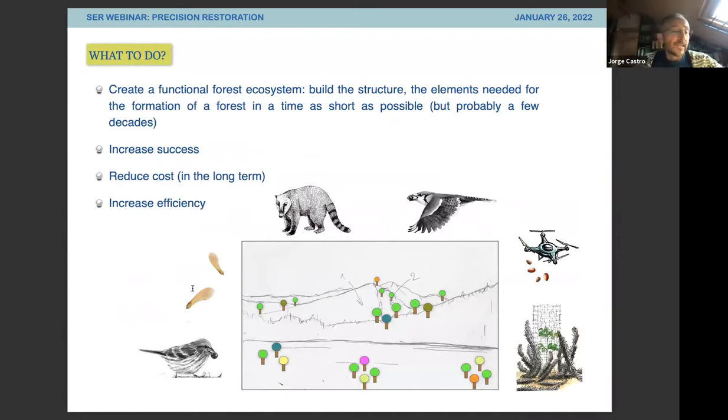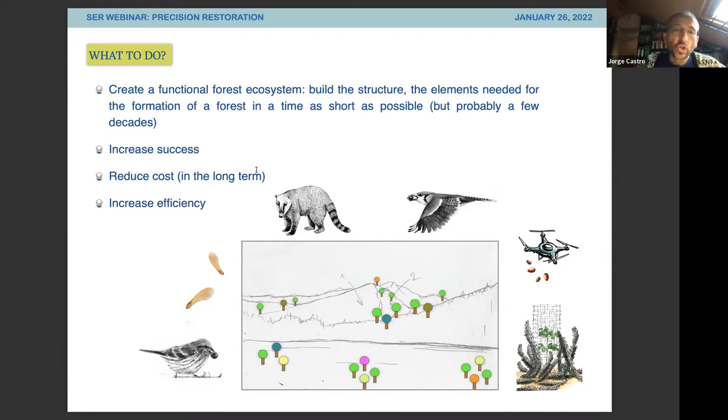So what should we do from our point of view? I mean, my co-authors, the ones who wrote the paper, and I think that we should create a functional forest ecosystem, okay? If for that we can plant a huge amount of trees, perfect. But if not, maybe we can create a functional ecosystem with a smaller amount of trees. But especially, we have to take care of these trees. We have to create a system that works alone. And for that, we can use any technology, very classical or very high tech.